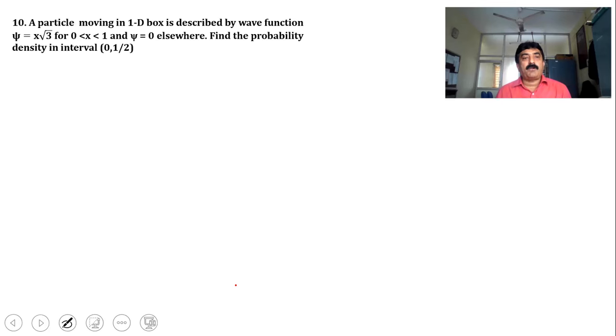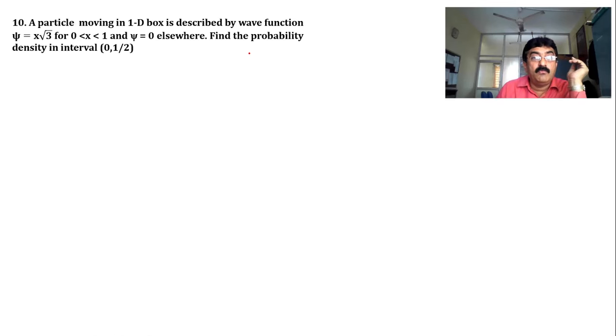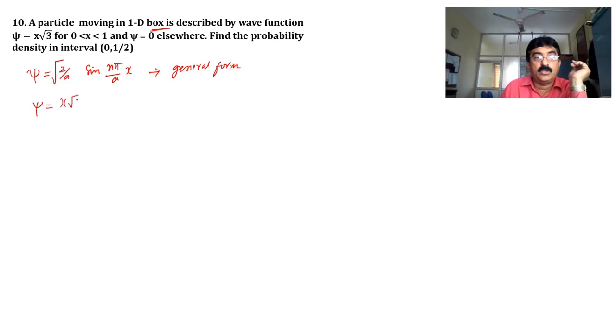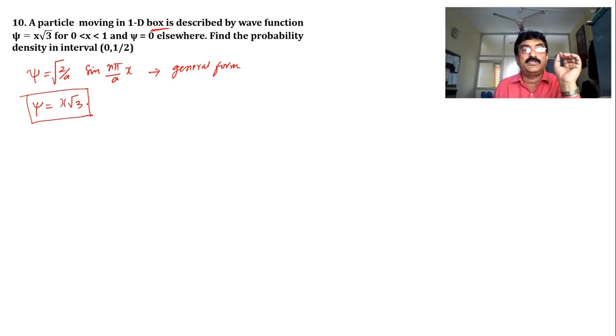This is again probability. A particle moving in a one dimensional box is described by a wave function. The wave function I used to write as root of 2 by a sine of n pi by a into x. This is the general form. But in this particular problem, psi is given as x into root 3. After simplification, we have this psi. Under some circumstances, psi has reduced to this.